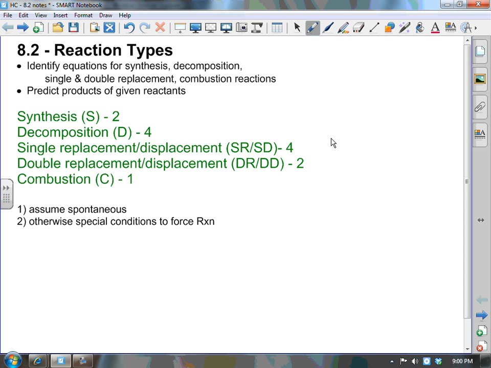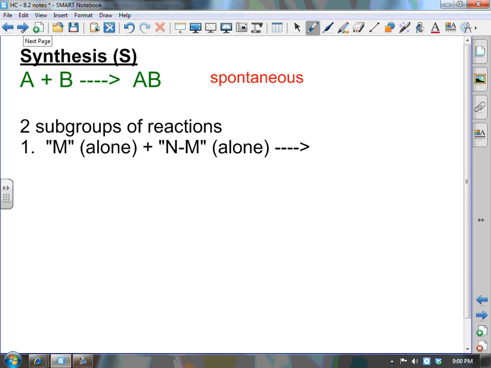So we go through these. The first one we're going to look at, synthesis reactions. What I'm going to start out with for each one of these 5 categories is a generic equation. In terms of synthesis, we're just going to start out with 2 things, and somehow they join together to make one thing. So 2 chemicals make 1 chemical. Whenever you see an equation that has that structure, 2 reactants making 1 product, that's what we call a synthesis reaction. And again, we're assuming they're spontaneous.